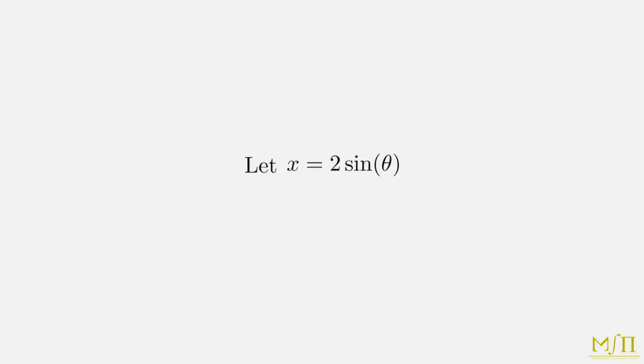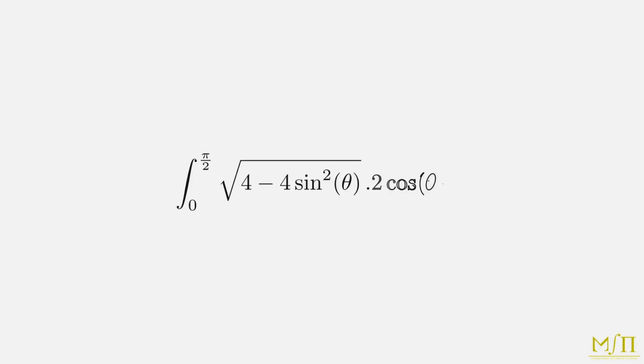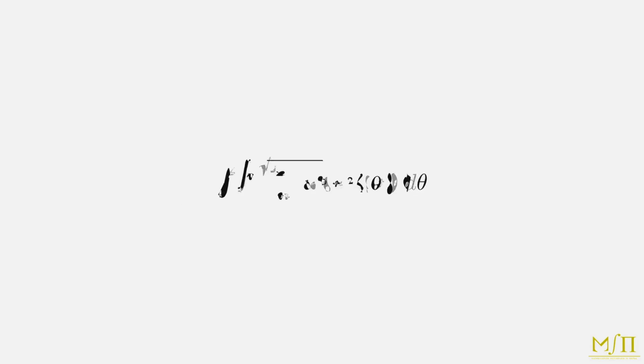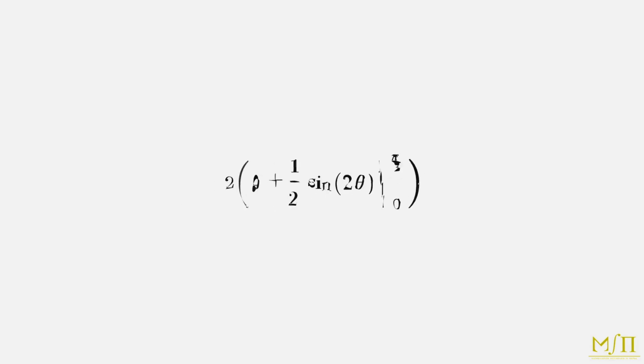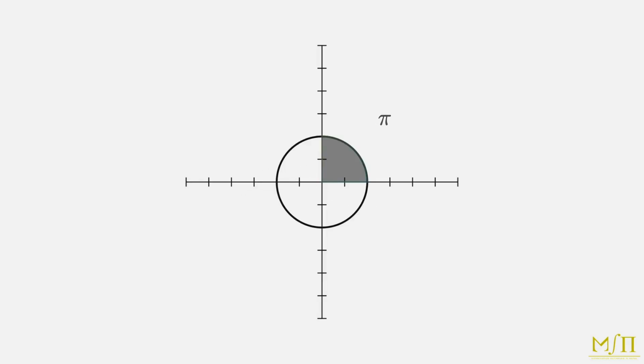We apply trig substitution by letting x equal 2 sin theta, then dx equals 2 cos theta d theta. After simplification, we use the cos 2 theta formula. Finally, we get pi. This means the whole area is 4 pi.